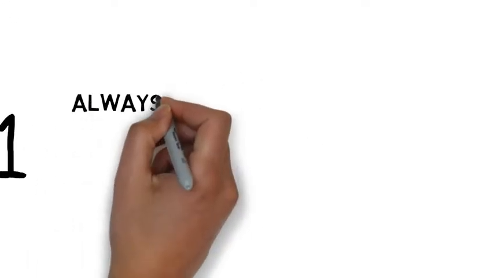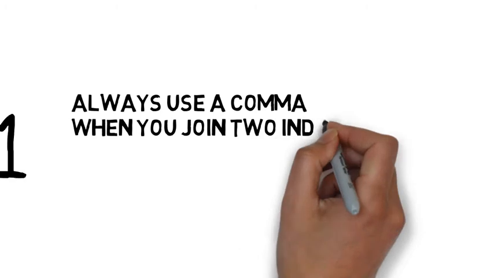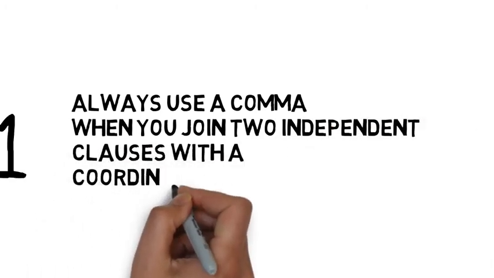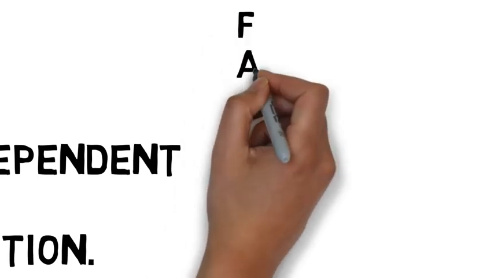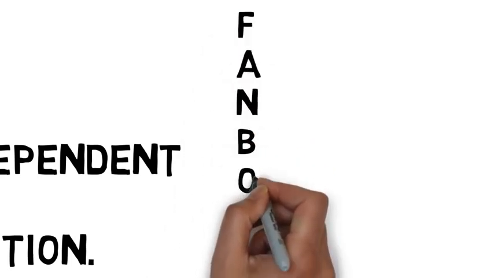Here is your first comma rule. Always use a comma when you join two independent clauses with a coordinating conjunction. You can memorize these by the acronym FANBOYS: for, and, nor, but, or, yet, so.